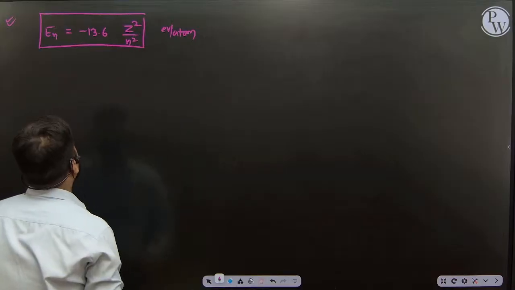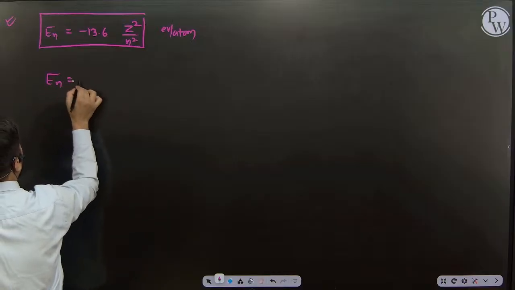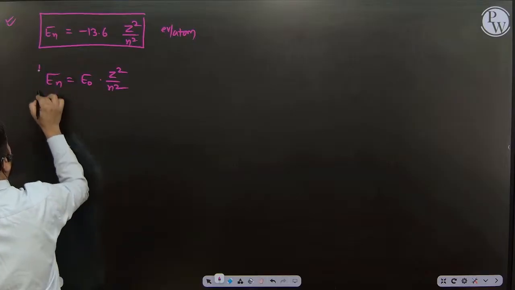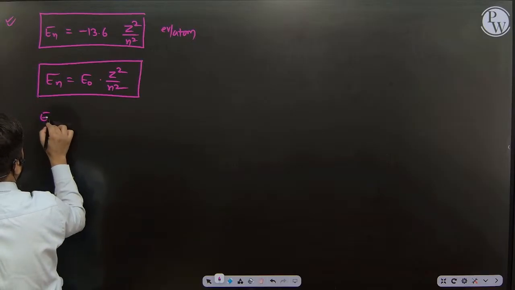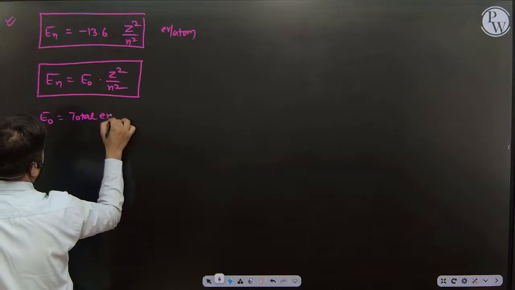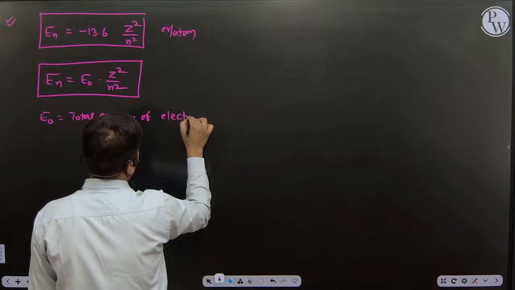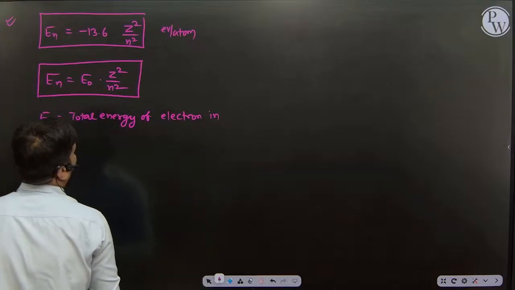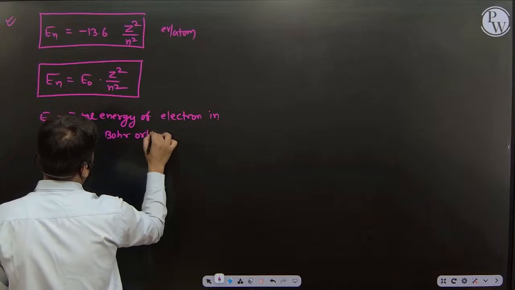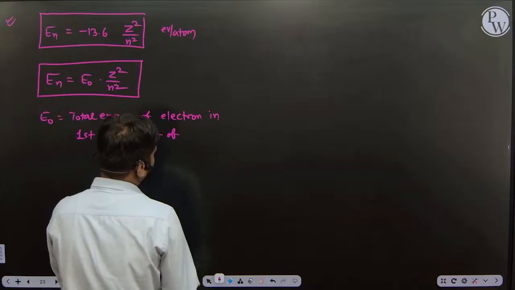Now let's talk further. En will be equal to, you can also write, E naught into Z square upon n square. Here again E naught is the total energy of electron in the first Bohr orbit of hydrogen atom.